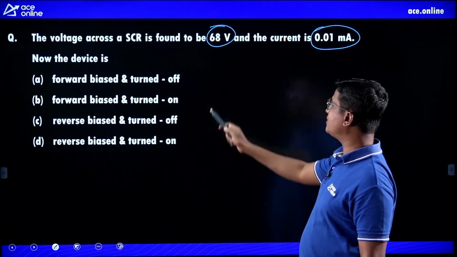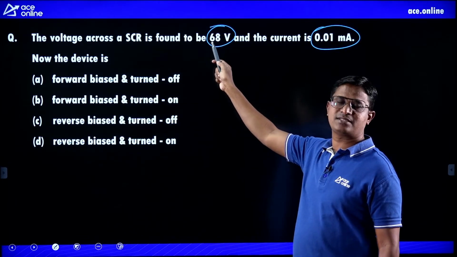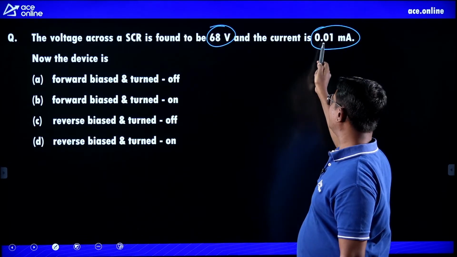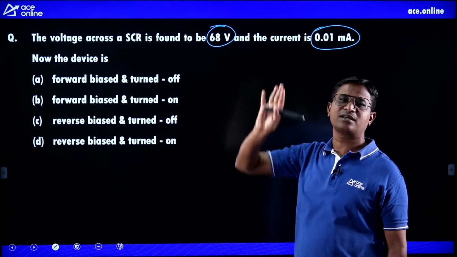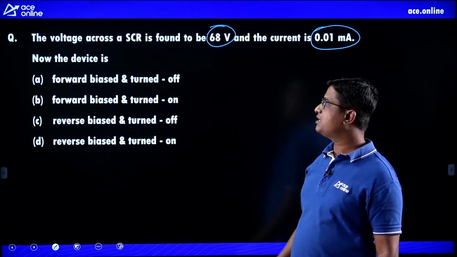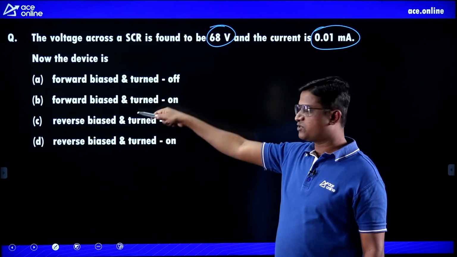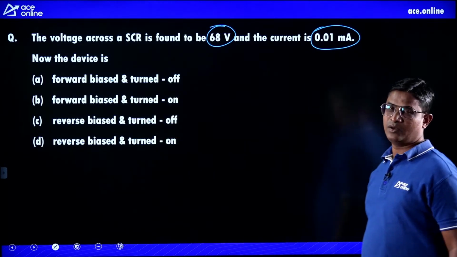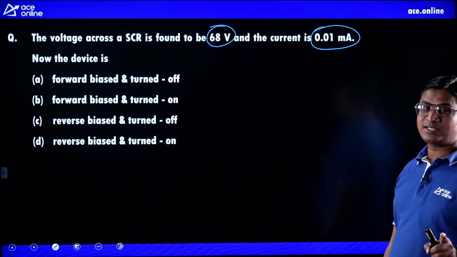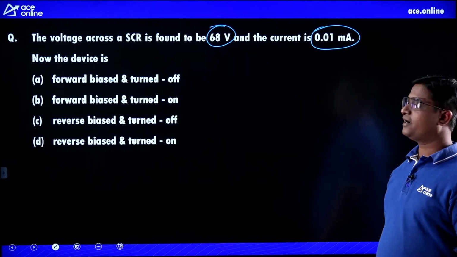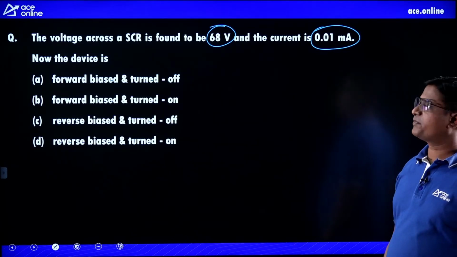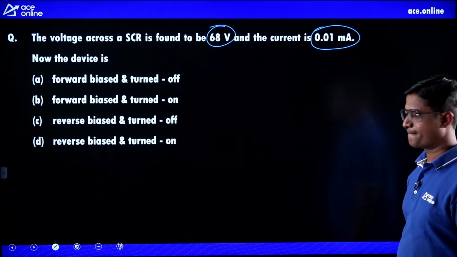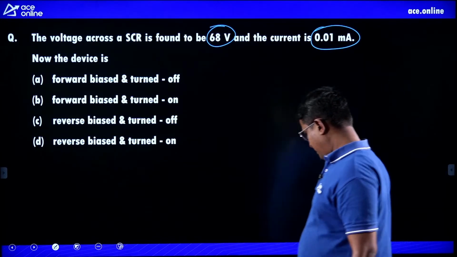So the voltage across the device is positive and high, and the current flowing through the device is very, very small. 0.01 milliampere means it is only leakage current. So tell me, out of these four, which option will be correct? The voltage across the device is a high positive voltage, and the current flowing through the device is very small, leakage current. So the mode of operation of the device will be, can anyone answer?